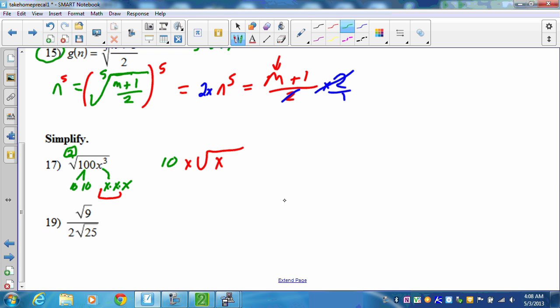Alright, number 19. This is kind of like the imaginary problem that we had earlier. We don't want the square root to be on the bottom. And this one's fairly easy. I probably should have made this a little tougher, but let's just clean this one up. The square root of 9, of course, is 3, and square root of 25 is 5, so that one's just 3 over 10. Hopefully you didn't need any assistance on that one. Alright, let's go on to the next one.